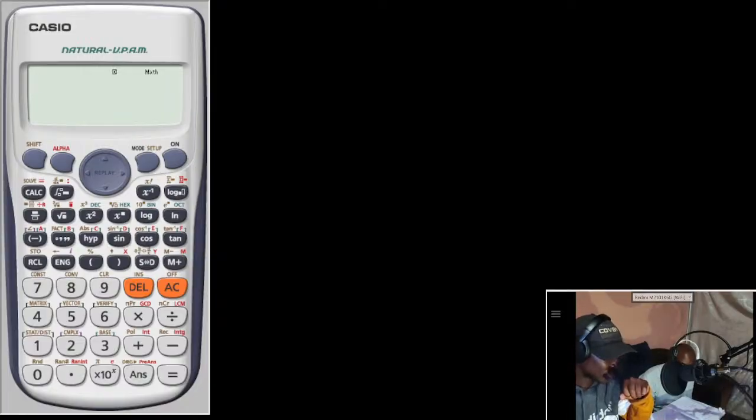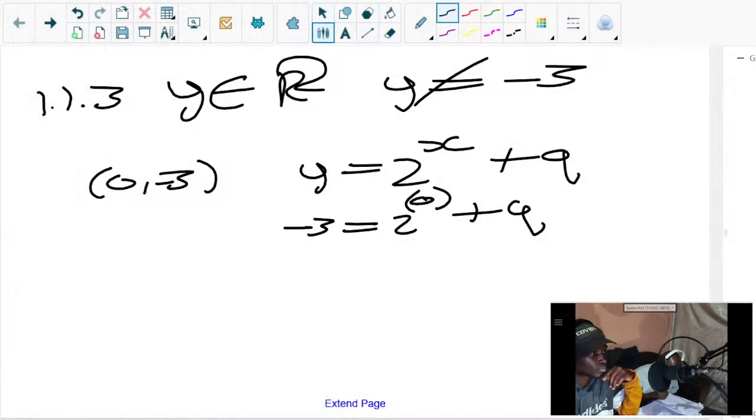You're correct. We are on point. That's something that you can use, take into consideration. So on this one, we're going to say 2 to the power of 0. Anything to the power of 0 is 1. So we have minus 3 is equivalent to 1 plus q.